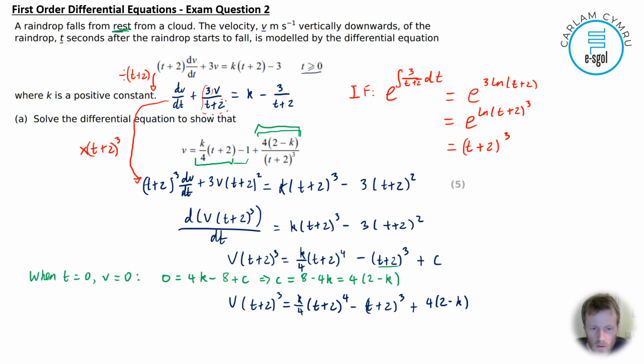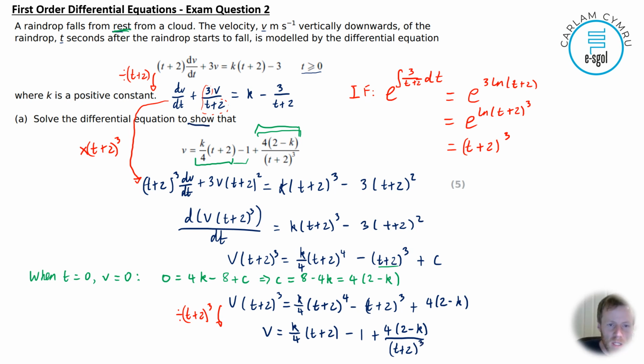We just need to divide through now by (t plus 2) to the power of 3. And that gives us the answer I think we're looking for. So v equals k over 4 times (t plus 2) minus 1 plus 4 times (2 minus k) over (t plus 2) cubed.